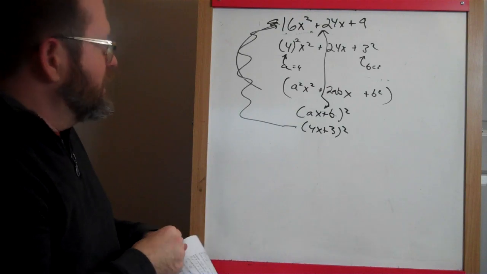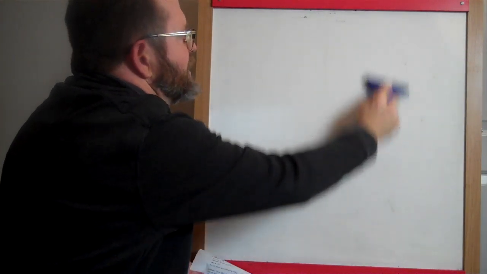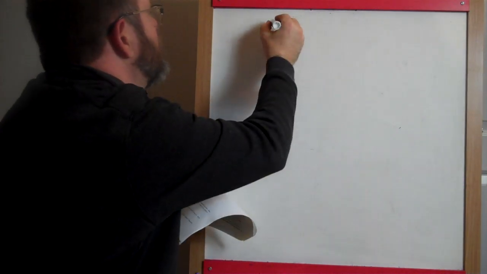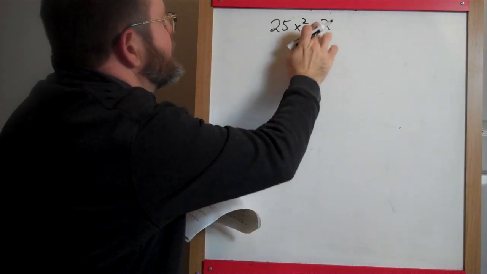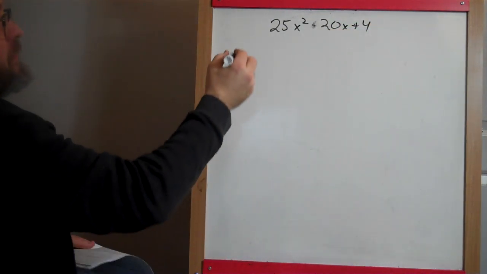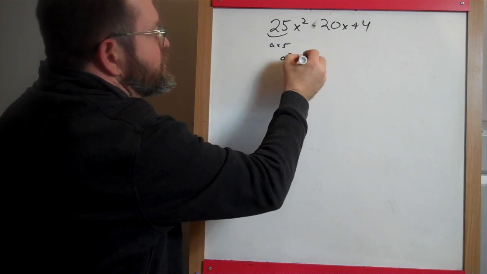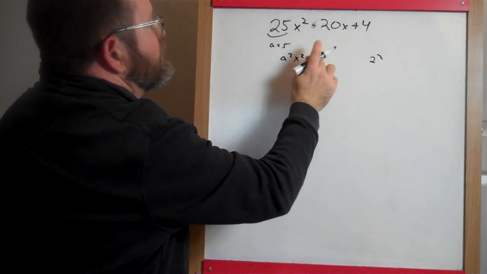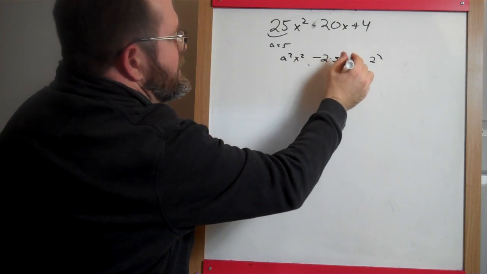Let's do another example of this technique. Let's clear this out and look at the second example on page 2, right below that. What if we had this expression here, 25x squared minus 20x plus 4. Well, this 25 is a square. We could call that a equals 5, and then this is a squared x squared. That 4 is a perfect square. We could call that 2 squared. And this middle term is minus 2 times a times b times x.